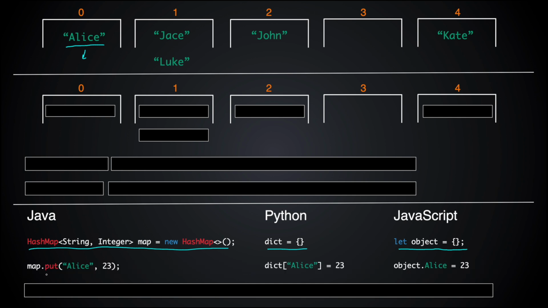Now let's add a new element. In order to do it, let's call a put function in Java. In Python we do it like this, and in JavaScript we do it like that. So let's put the name Alice with age 23. So we call the put function with Alice and 23, and everything works exactly the same.